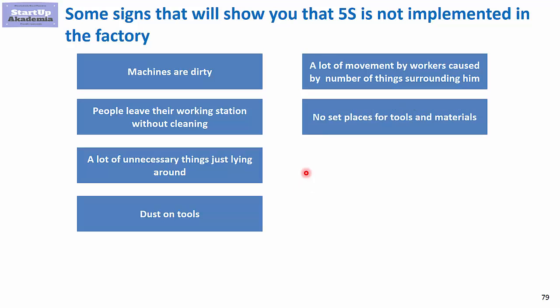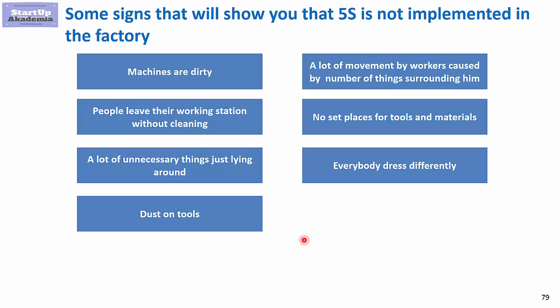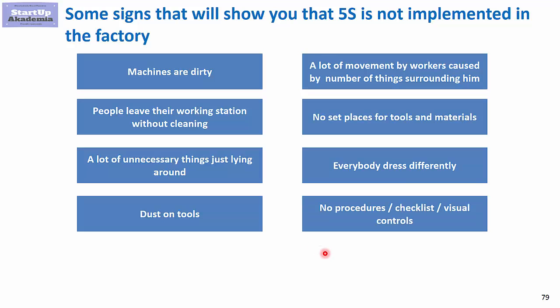No set places for tools and materials. Most tools and materials should either have boxes where you put them with described places, or it is visually signed, like I showed you on the previous slide, where to put it. Everybody dresses differently. This is also a suggestion that they don't pay attention to being clean and keeping everything in order. And last but not least, no procedures, checklists, and visual controls. We are not talking about notebooks hidden in the quality department, but about procedures, checklists, and visual controls being next to the working station on the production floor. You should also check when was the last update, because you might have a board where they are supposed to put some visual checklist, but if you check it, you might see that it's a month old or even 2 months old.